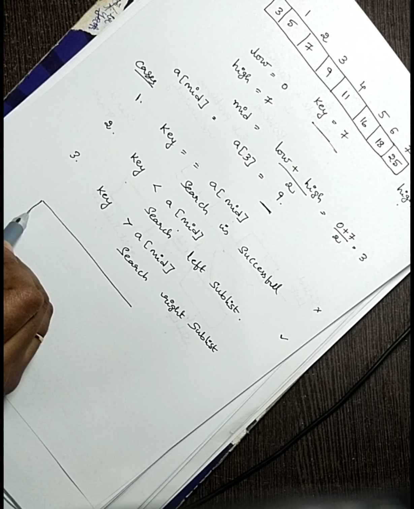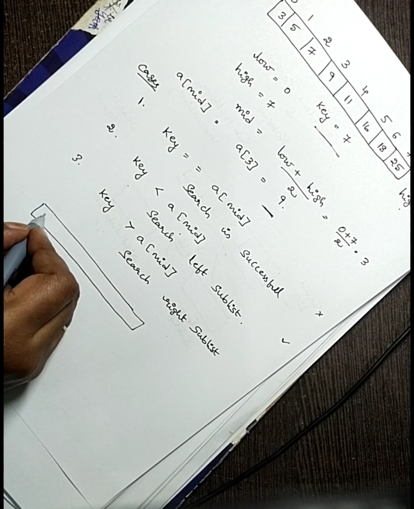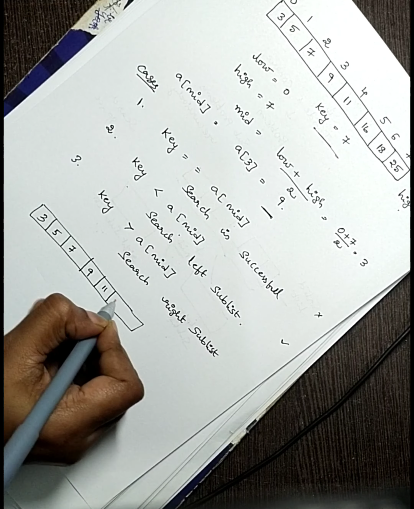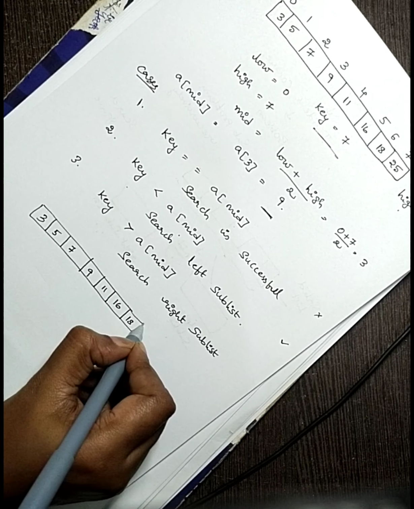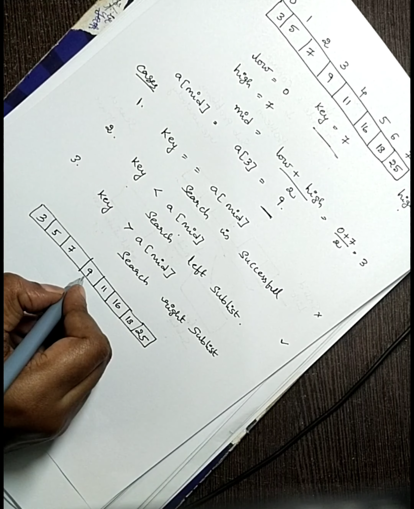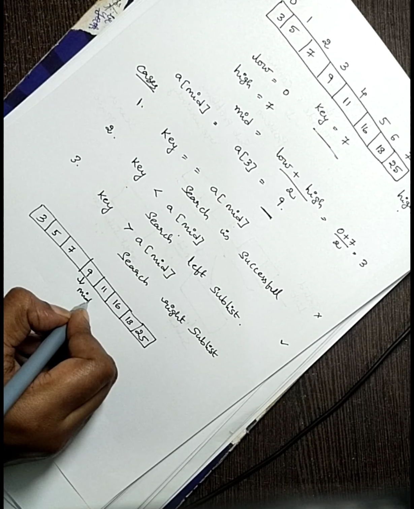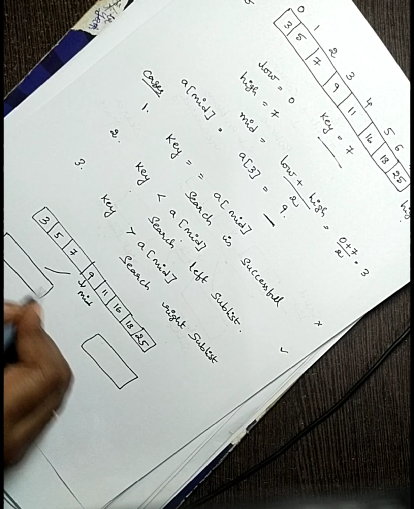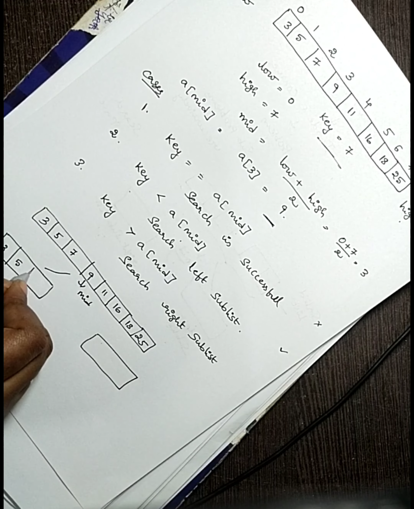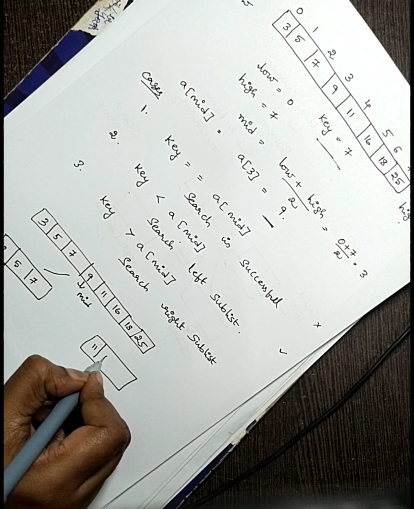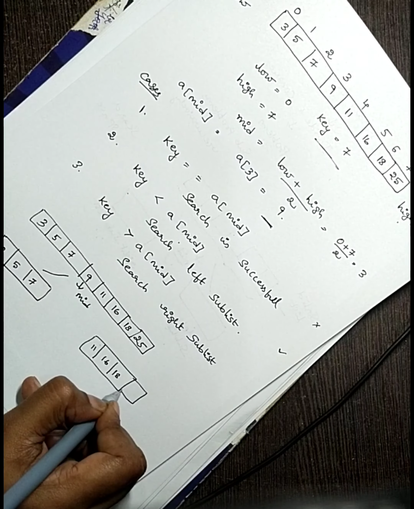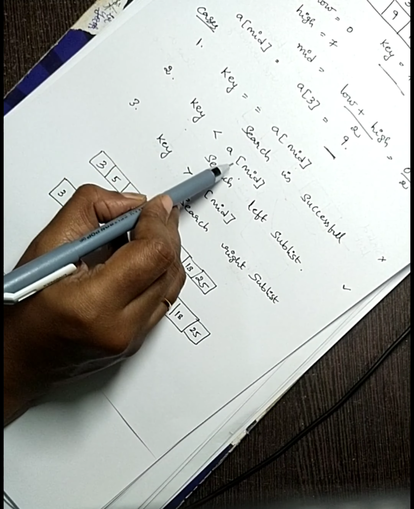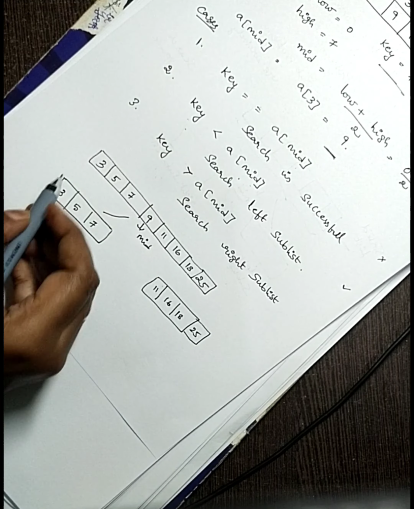Okay, let's draw the list again: 3, 5, 7, 9, 11, 16, 18 and 25. The 9 is the mid. The left sublist has 3, 5, 7. The right sublist has 11, 16, 18 and 25. Key is less than A of mid, so we have to search the left sublist. This is the left sublist.